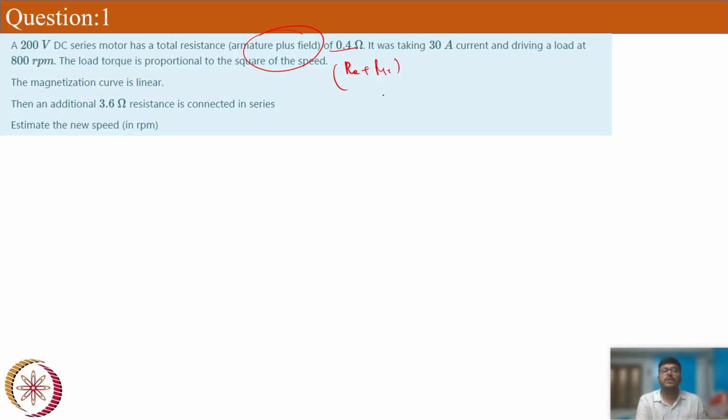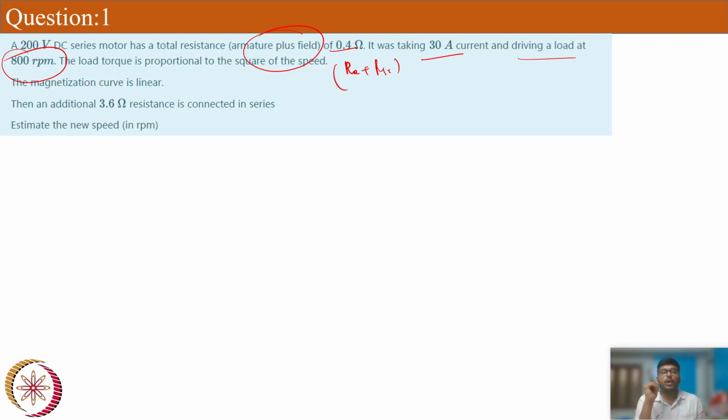Now what else was given? It is given that it was taking 30 ampere current and driving a load at 800 RPM. So it was saying that when my DC series motor is driving a load at a speed of 800 RPM, it draws 30 ampere current from my supply. So we are provided with the line current, which is the same as series current, which is the same as the series field winding current, which is the same as the armature current. So 30 amps is being drawn from the supply, and the load is driving at 800 RPM.